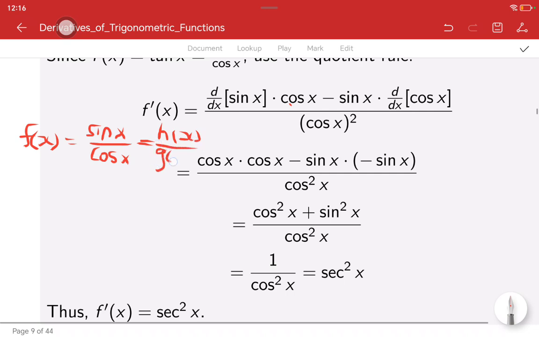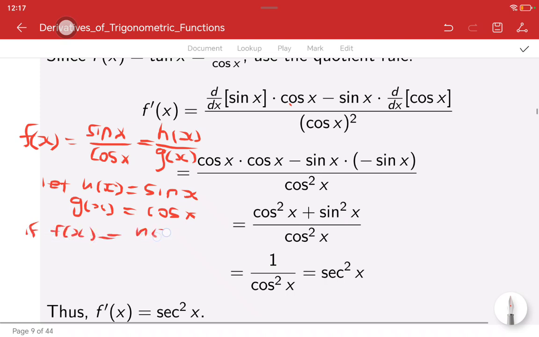We have the denominator as g of x. In other words, you just let h of x be equal to sine x. You let g of x be equal to cos of x. And we know that from this, if you are given f of x, which is equal to h of x all over g of x.